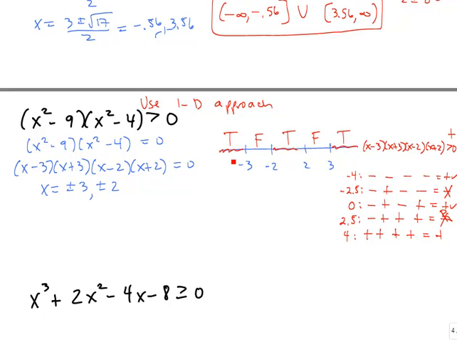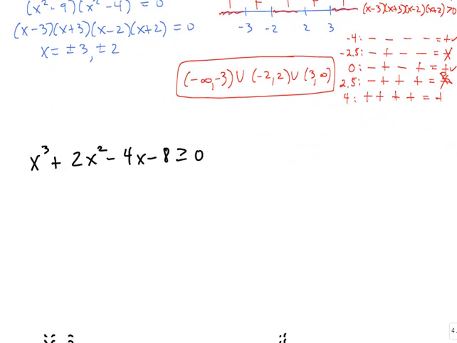So writing out these intervals, the one on the left is minus infinity to negative 3. The one in the middle is negative 2 to 2. The one on the right is 3 to infinity. And I'm using parentheses on each of these endpoints because this was strictly greater than 0, so I didn't get to include any equal bar. So unions in between, and here's our solution.